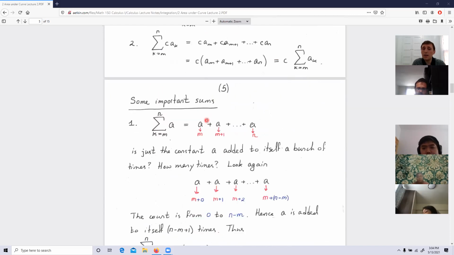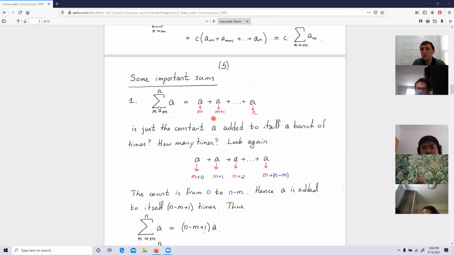Yes? Now, guys, it will be necessary for us to find simplifications, right? I would like to figure out a formula that does not involve addition. So in some cases, this is easy. So I have summation where k is m all the way to n of the letter a. So that's a added how many times? It begins with m, then it's m plus 1, then all the way to n. How many times am I adding a to itself?